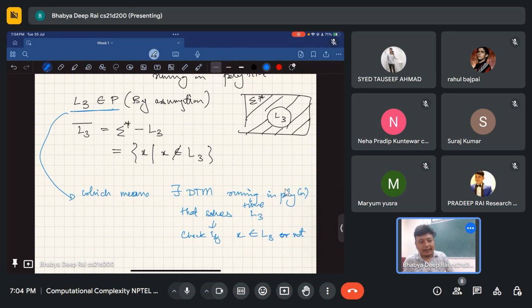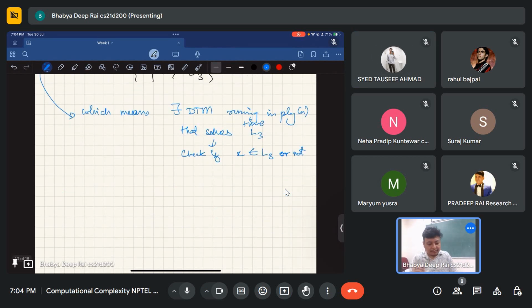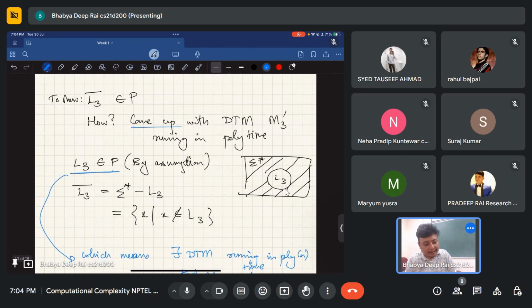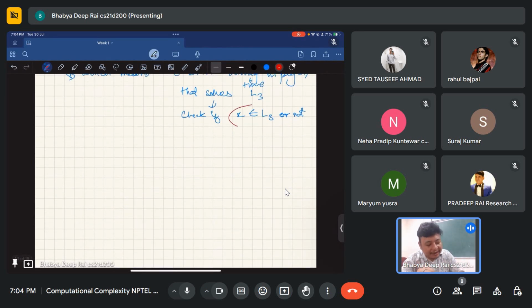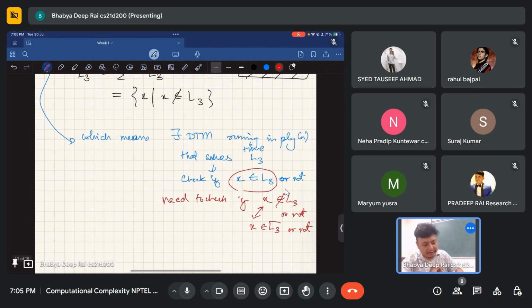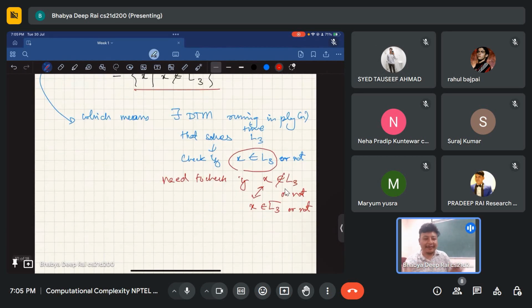Now, look at our objective again. Come up with a deterministic Turing machine M3 prime, which runs in polynomial time, that decides L3 bar. We know how to check whether X belongs to L3 or not. We want to check if X does not belong to L3, because X does not belong to L3 is the same as saying X belongs to L3 bar. So here is the algorithm.